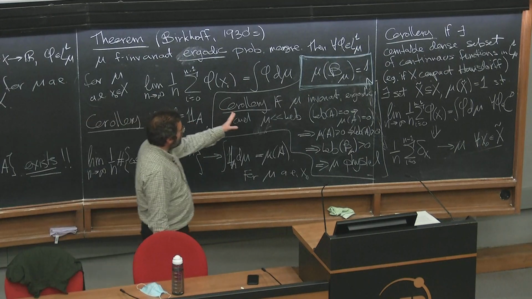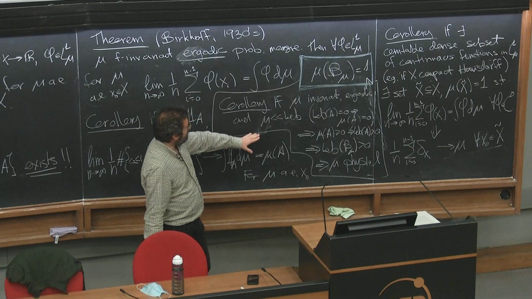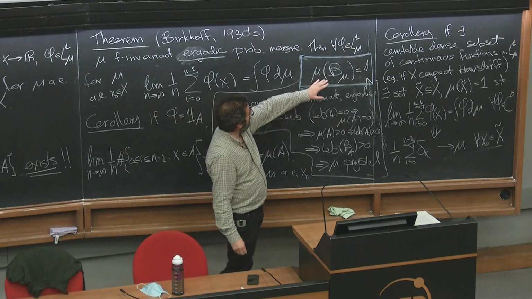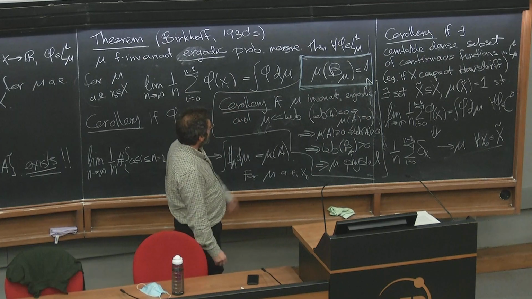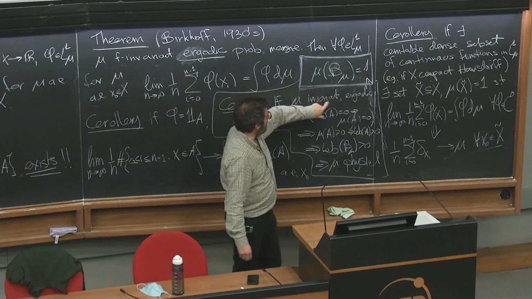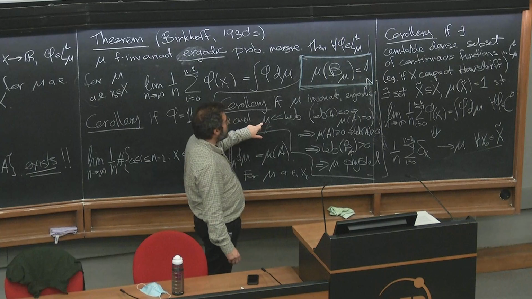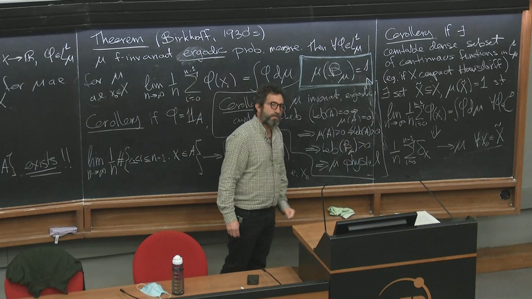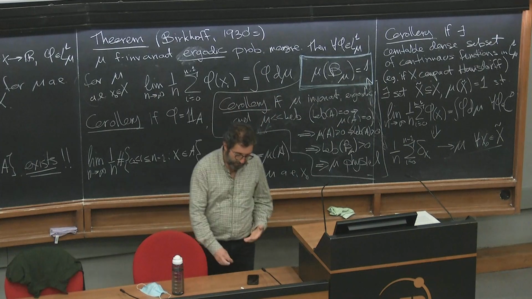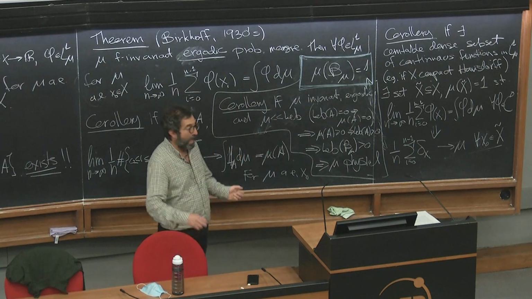Okay, so the final corollary of this, which follows very easily, is kind of the main result: this is true whenever mu is invariant and ergodic. If you add the absolute continuity, then this implies that the Lebesgue measure of the basin is positive, and so we have a physical measure. Right?